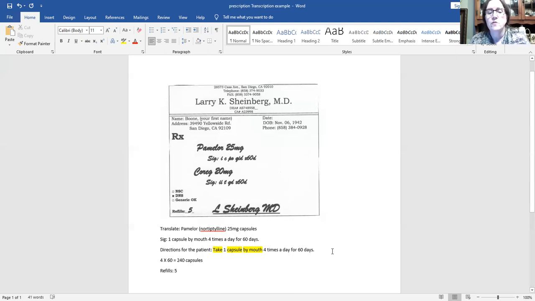Now, if you want to transcribe the whole thing, including the doctor's name, address, phone number, DEA number, California state license number, the patient's name, which is Boone, and then your first name, address, the date of birth, phone number, etc. You can do all of that too. But what I'm grading you on is if you know what you need to tell the patient regarding how to take the medication. Okay, so I have to have these 3 things on here. It's really important that you have those 3 things. Okay, the verb, the form, and the route.